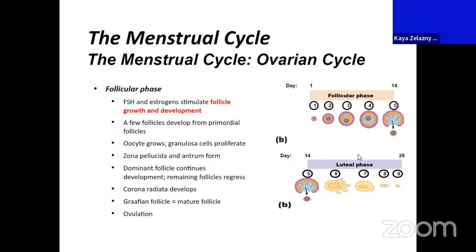Now they're going to create this corona radiata, this radiating crown, as we have a Graafian follicle, which is a mature follicle that's ready for ovulation. So when we hit that point at ovulation, we are going to be waiting for a signal. There is going to be a signal for ovulation to occur. But when ovulation does occur, we're going to see that antrum and the follicle as a whole burst and release the egg cell.